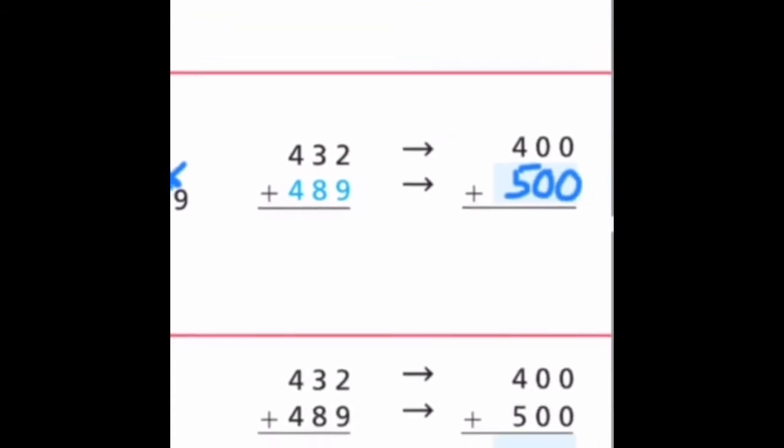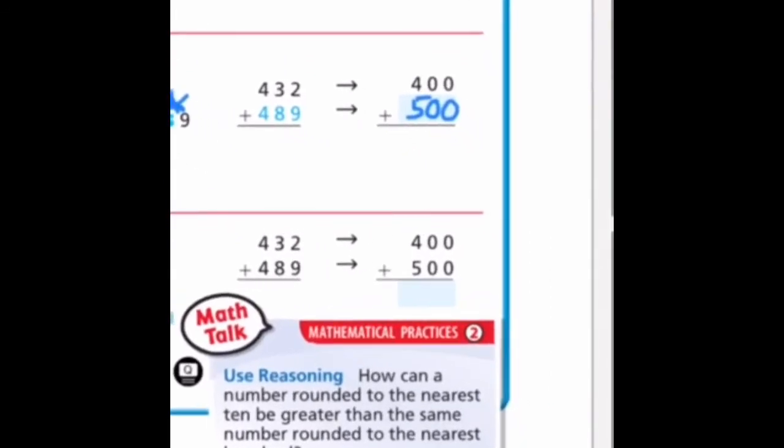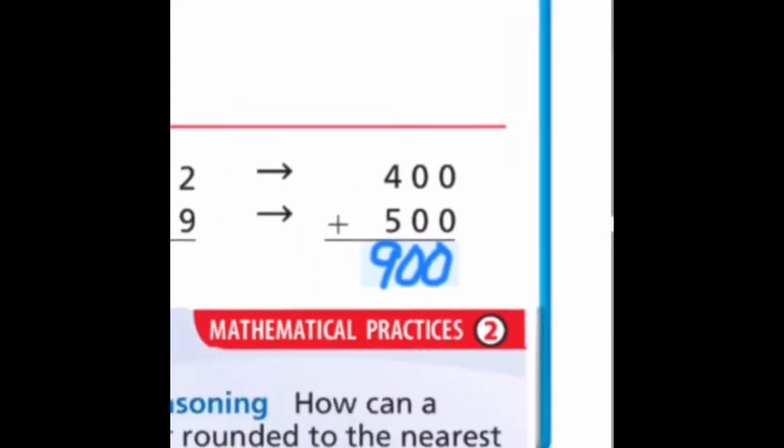That's why it goes up to 500. Step 3, we just find the sum of the rounded numbers. 400 plus 500 is 900. All right, so that's using place value.